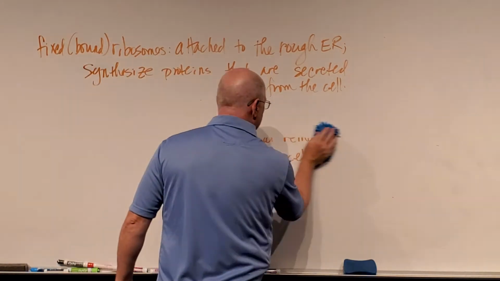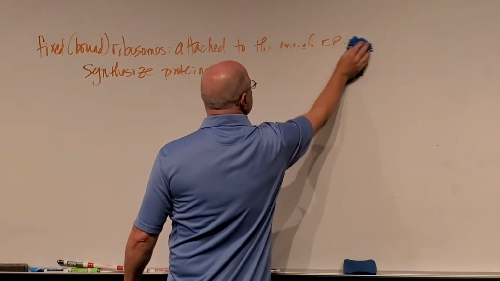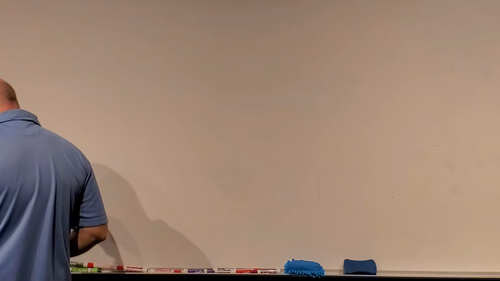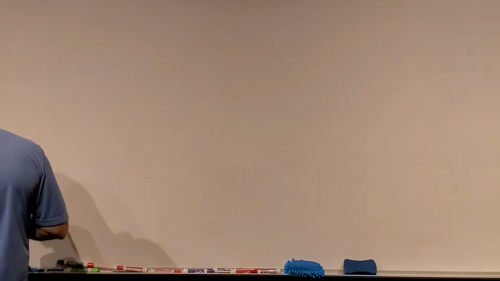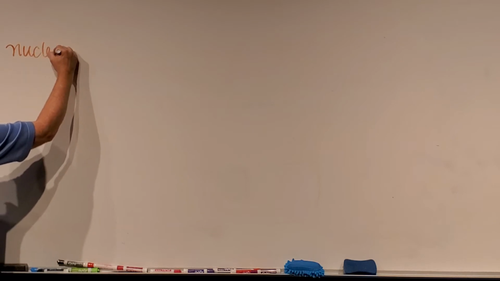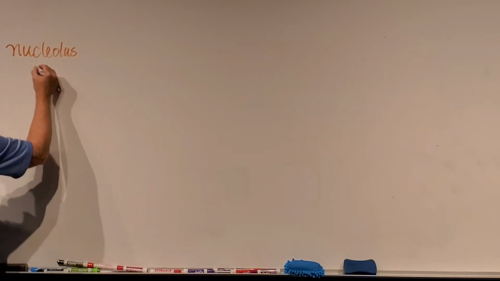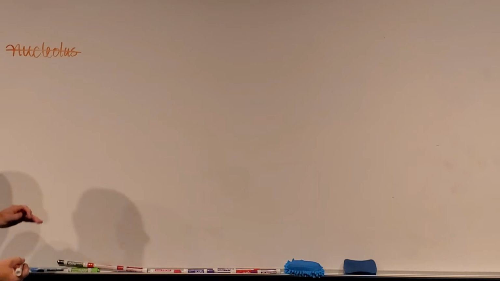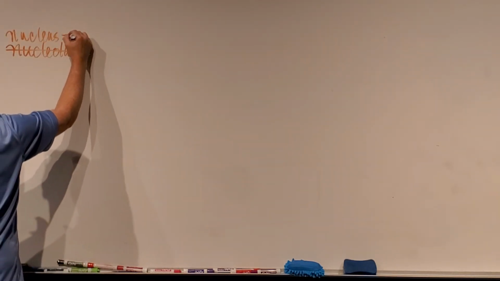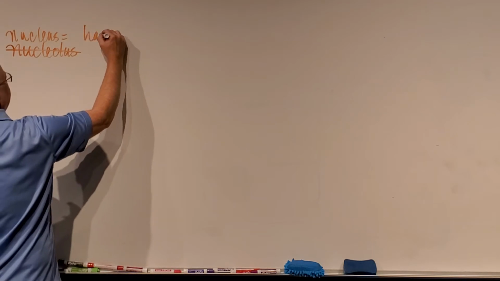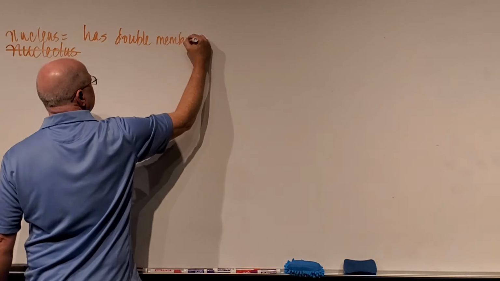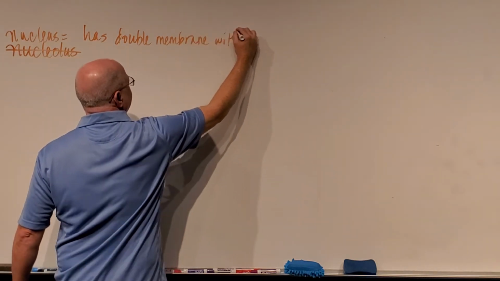Let me talk about the endoplasmic reticulum, the Golgi apparatus, mitochondria and lysosomes. Okay? So, there is a structure called the nucleolus. I'm not going to worry a lot about the nucleolus. I'll talk about it. We do know that the nucleus has a double membrane with pores.